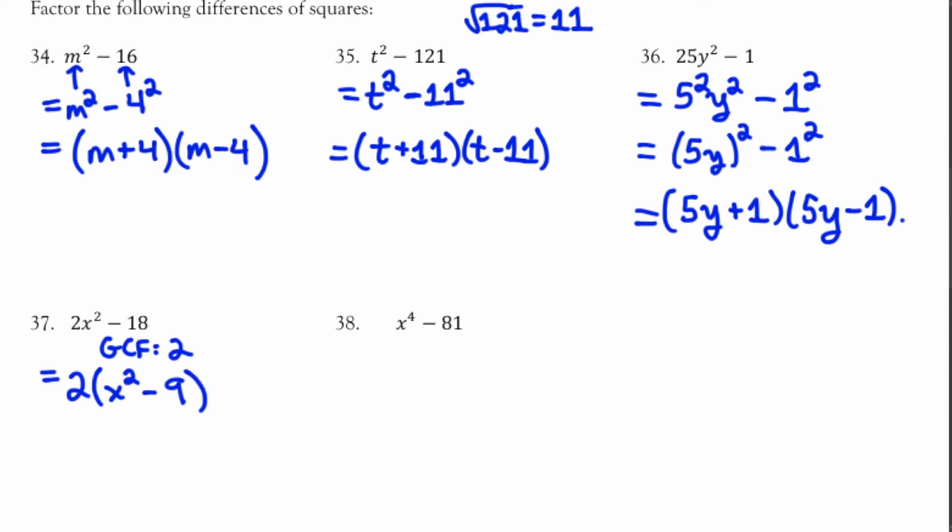After I factor out the 2, I see that now my two remaining terms are both perfect squares. And this is easy to factor with the difference of two squares. 9 is 3 squared. x squared minus 3 squared factors as x plus 3 times x minus 3.